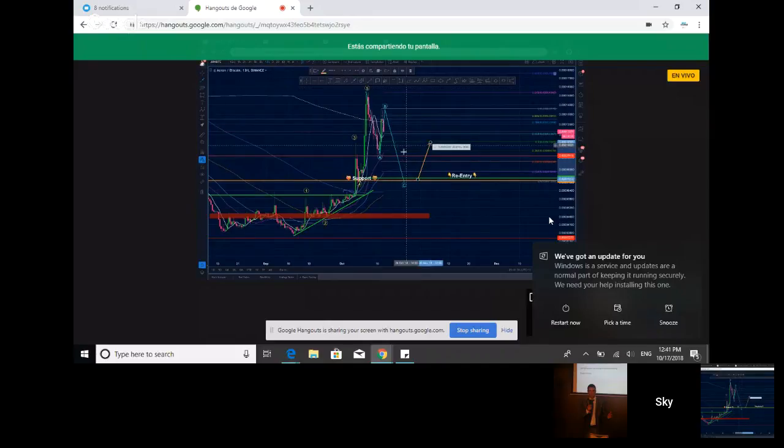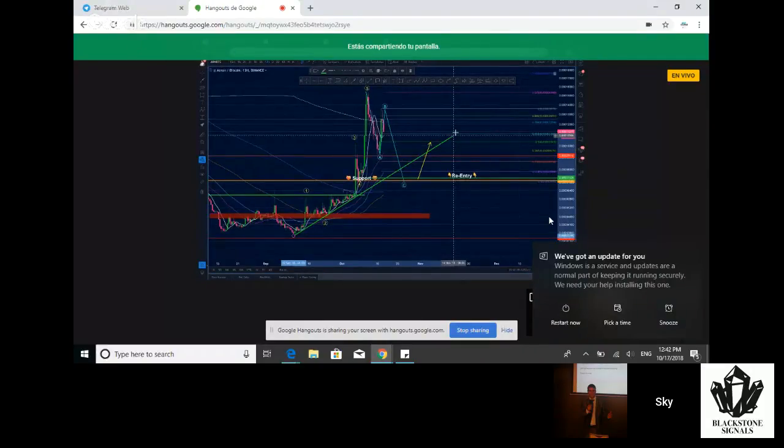What we need to reach this target: first of all, we need a good movement from Bitcoin, at least sideways. Also, no fear in the market and good sentiment in the market. If we don't have good sentiment, we won't see this move.